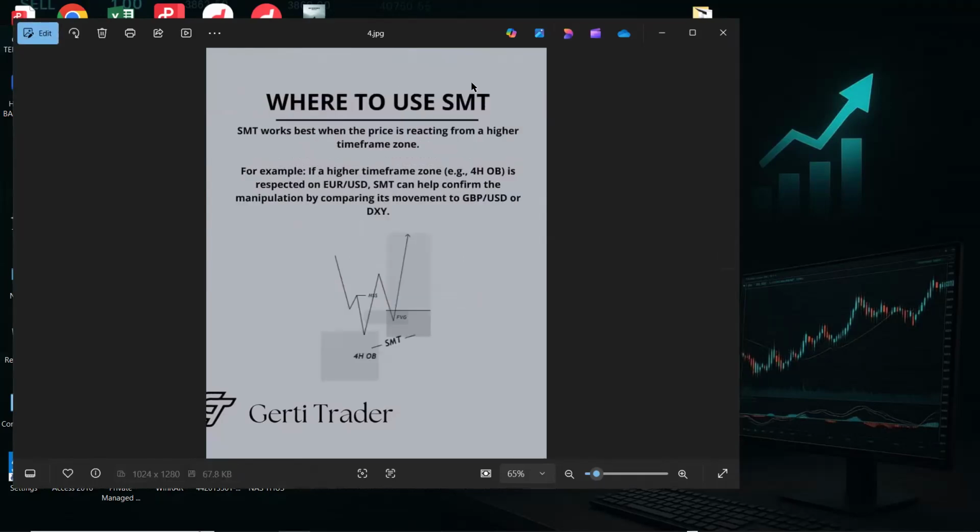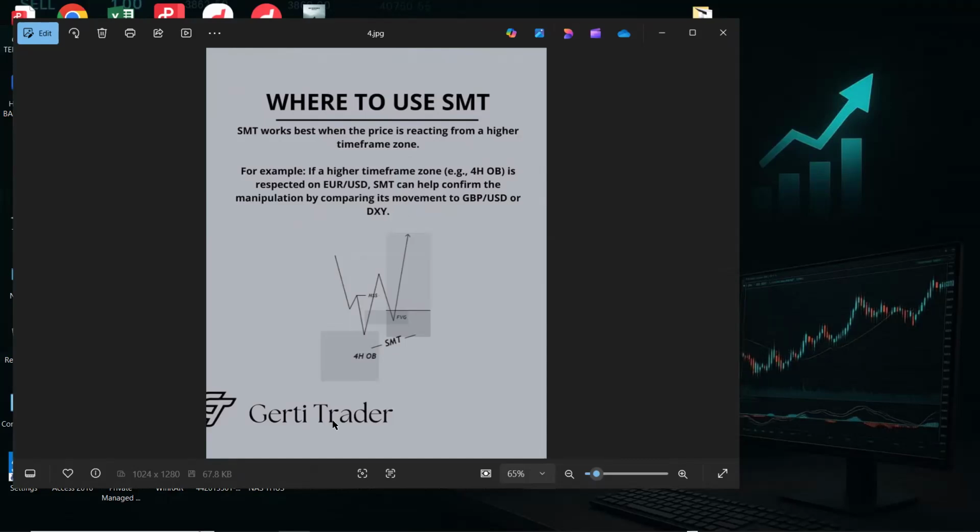Where do you use this SMT? SMT works best when price is reacting from a higher time frame zone. This is one of the key factors you want to incorporate in your trading. For example, on the 4 hour, if you have an order block respected on EURUSD, SMT can help confirm the manipulation by comparing its movement to the GBPUSD or to the DXY, which is also the dollar index.